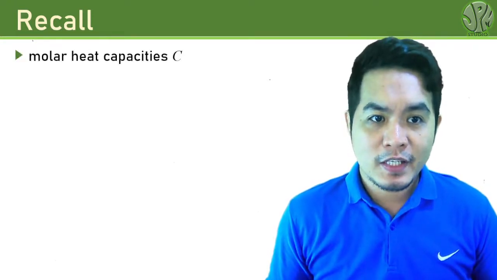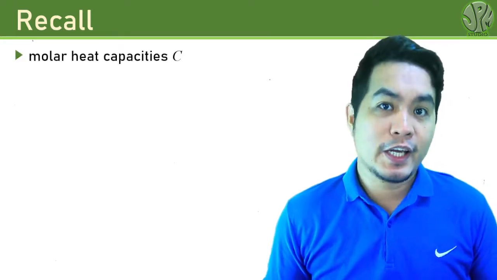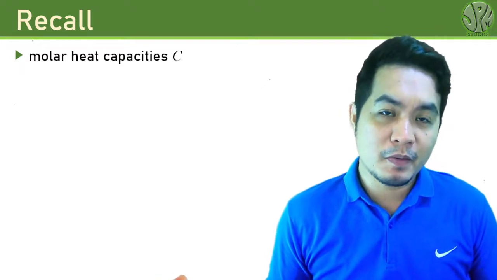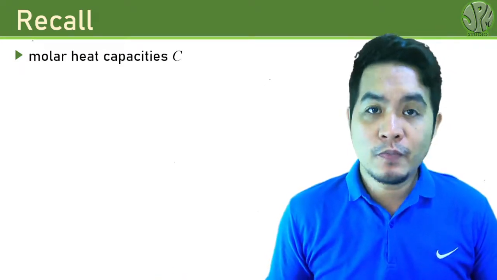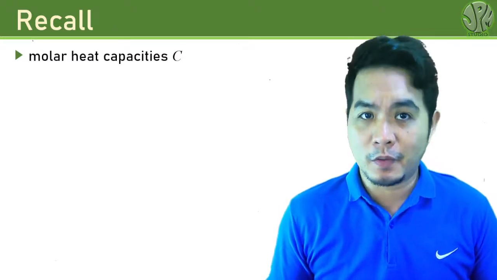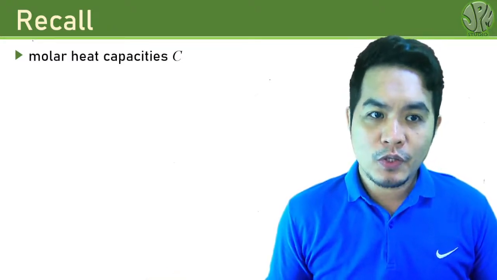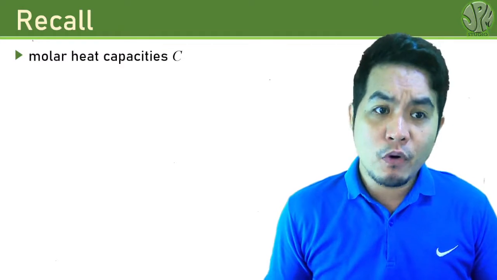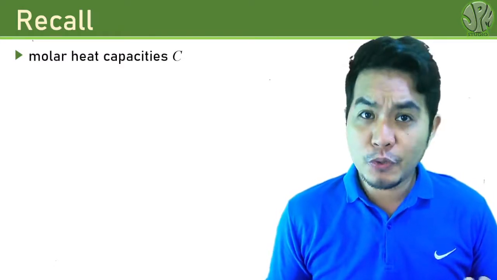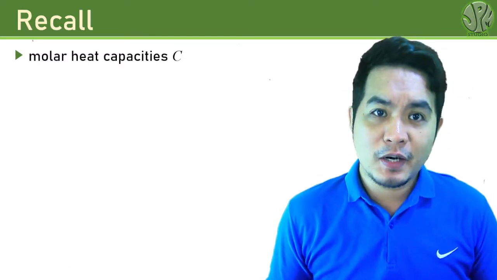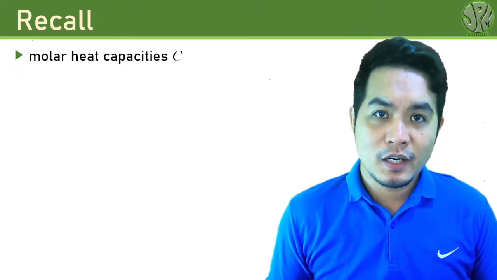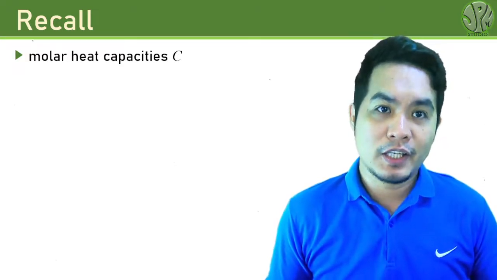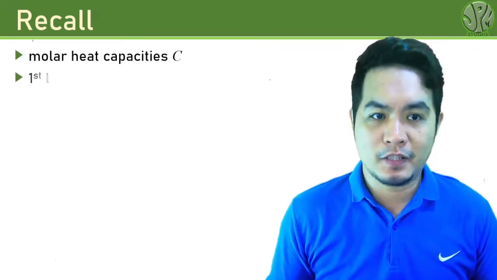So we have discussed molar heat capacities in Unit 1 when we discussed the quantity of heat involved in changing the temperature of an object or material. We also discussed molar heat capacities in Unit 2 when we discussed the heat capacities and the molecular thermal properties of matter.